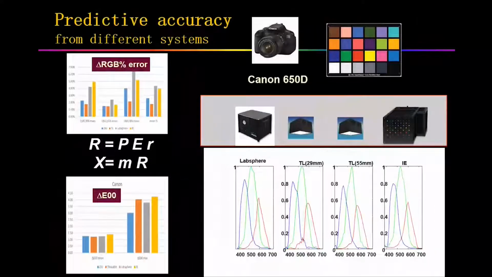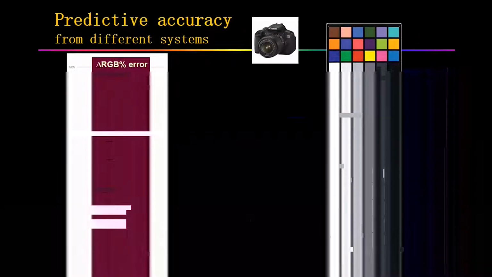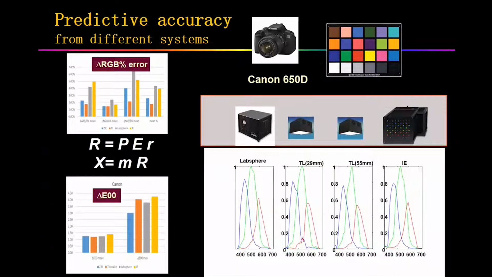This is what we measure and compare with labs and imaging engineers, here with the Southern Light. We compare the color with what is really measured in the viewing cabinet. The delta R, delta G, delta B percentage error is very low, about 2%. And when we transform to color difference, the difference is about 1.3 delta E, for all these different instruments.